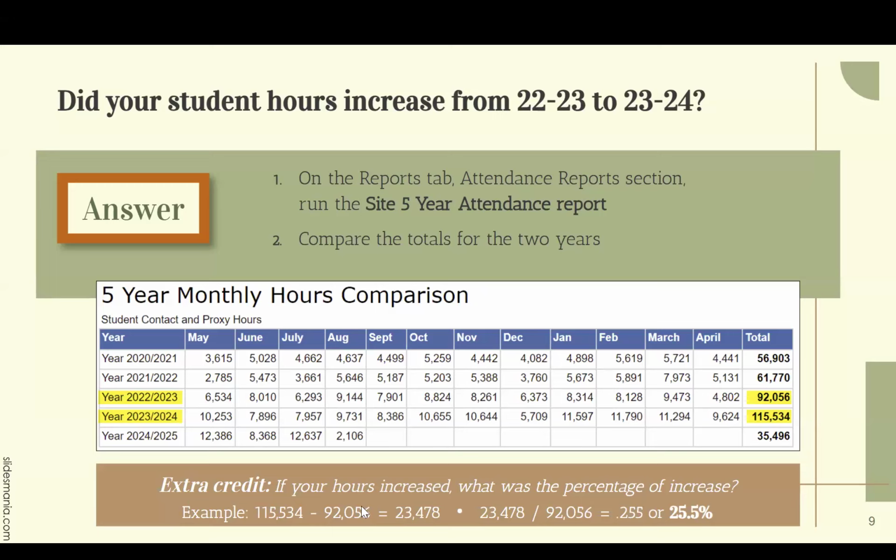Okay, and then to figure out percentage of increase, in this example we have the current year, or the most recent year, 115,534 hours. You subtract the previous year, 92,000 hours. So that means you had 23,000 more this year, 23,478 to be exact. That's how much it increased. You divide it by your first year, so you're seeing how much the increase was as a percentage of the original year. In this example, it is 25.5%.